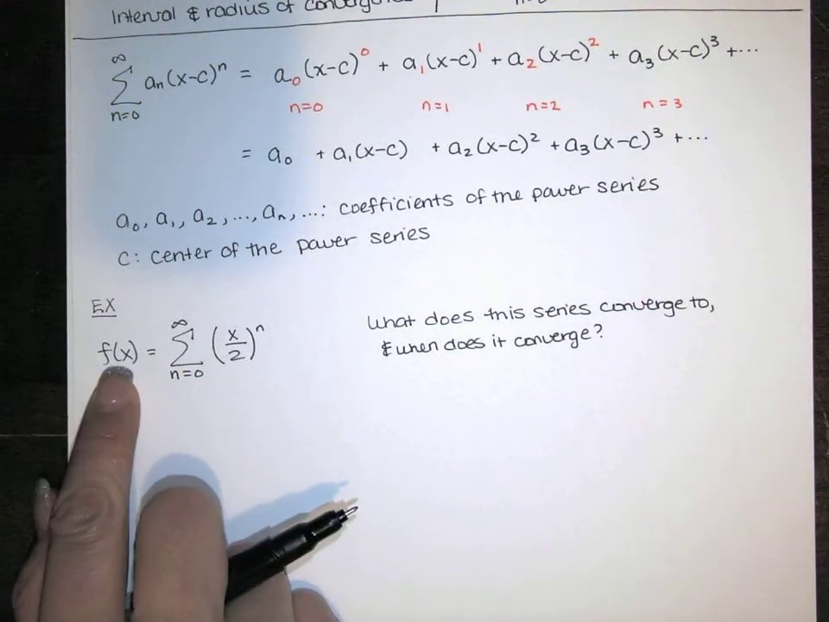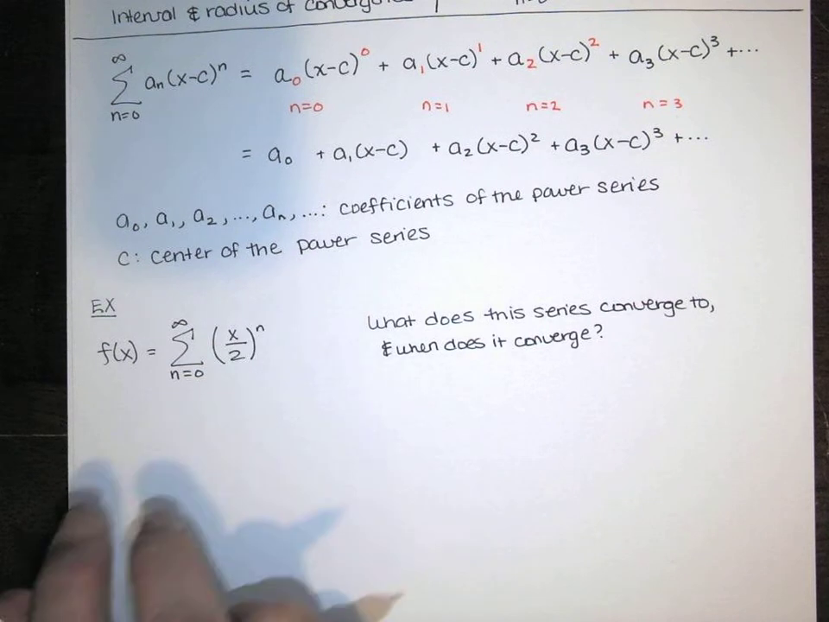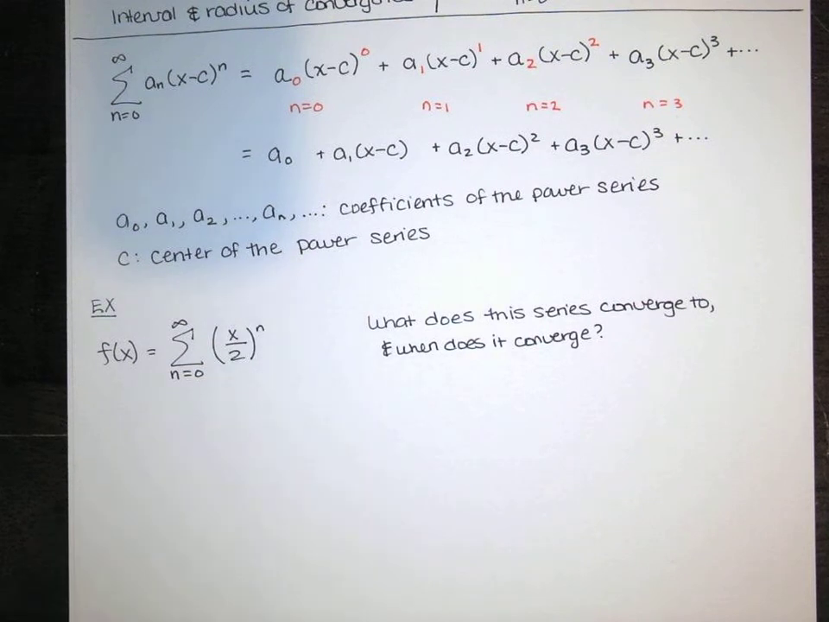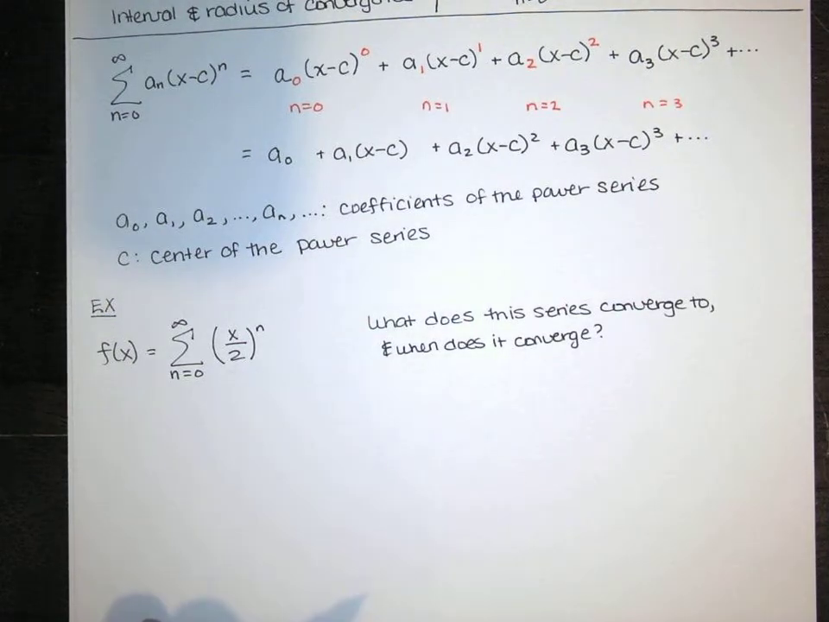I know when I plug in x equals 1, this is 1/2 to the n, and we get 2. That's the sum of that series. But what other x values can I plug in? Can I plug in 0? Yeah, I can add infinitely many zeros together. That should work just fine. What other x values are legal? What can we do here?